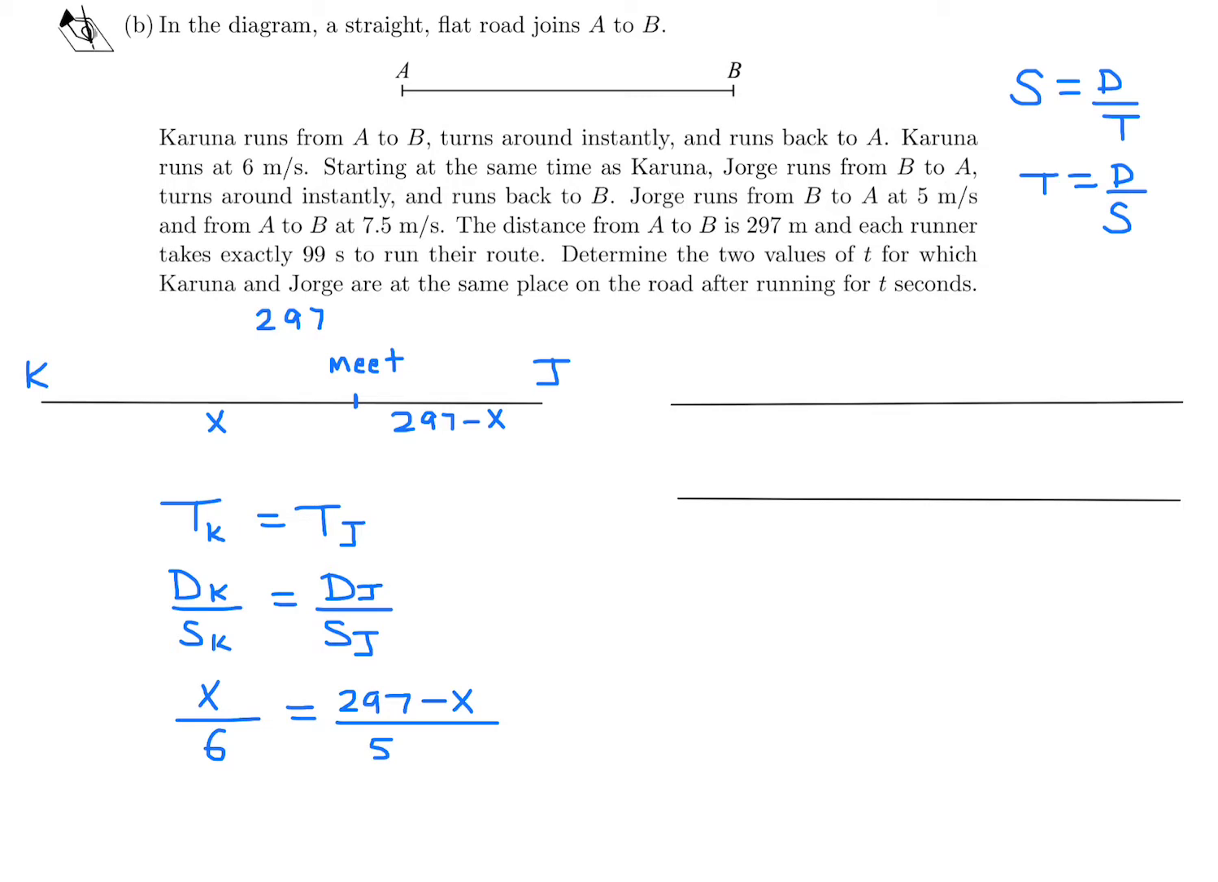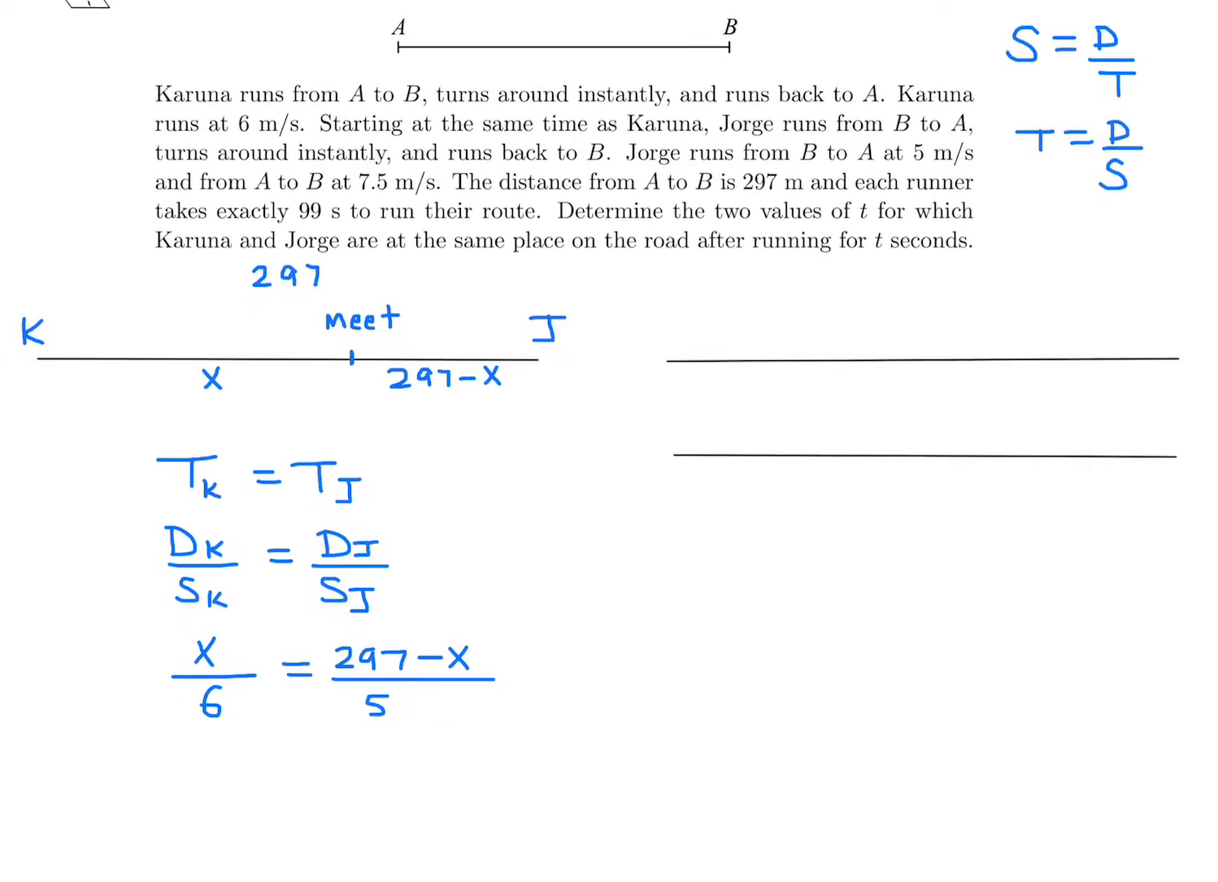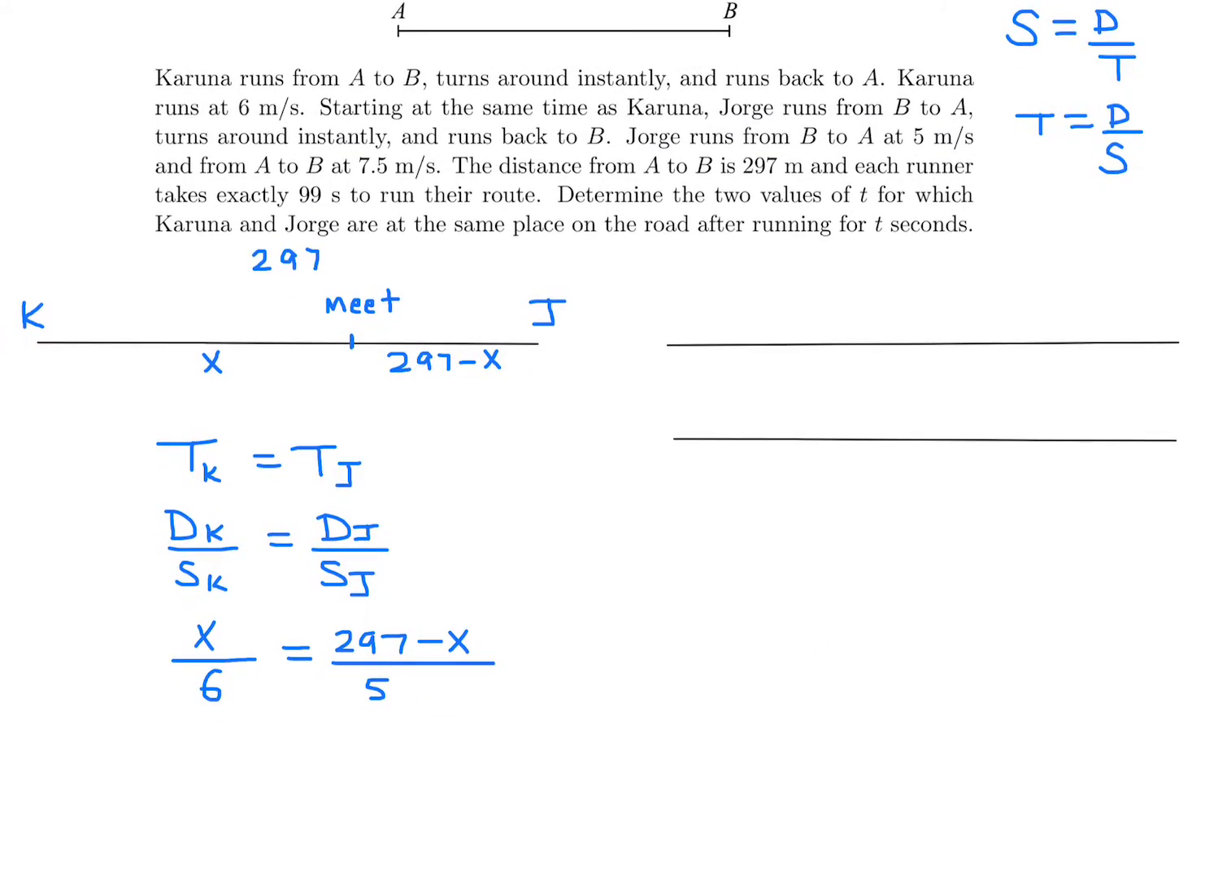Okay, so this is the math. This is the algebra. So cross multiply: 5x is going to be 6 times 297, which is 1782, minus 6x. So that means 11x is equal to 1782, and therefore x will be equal to 162. So this is 162, and if you really want to know that one, that would be 135, I believe.